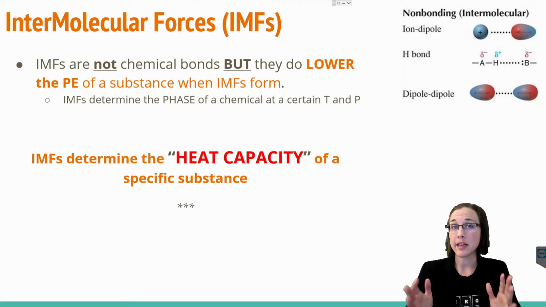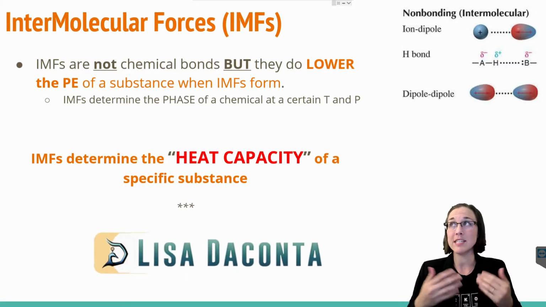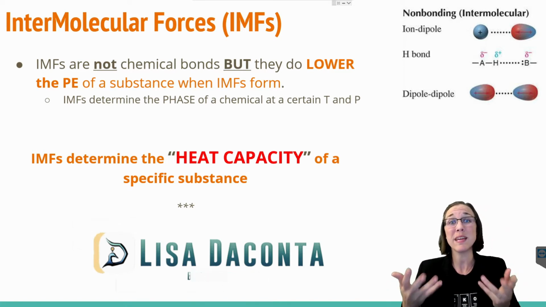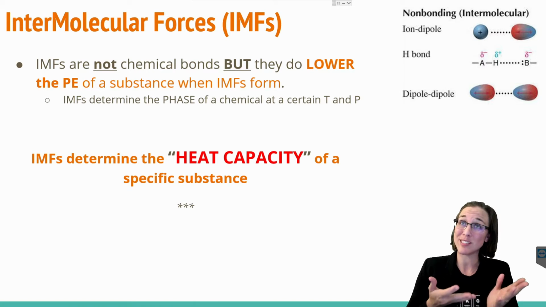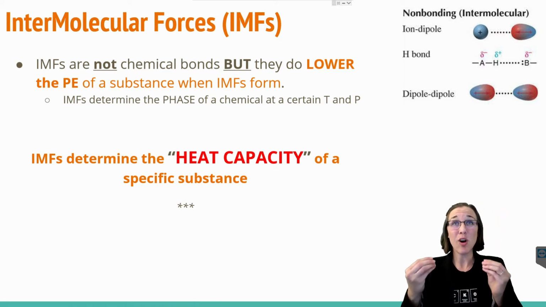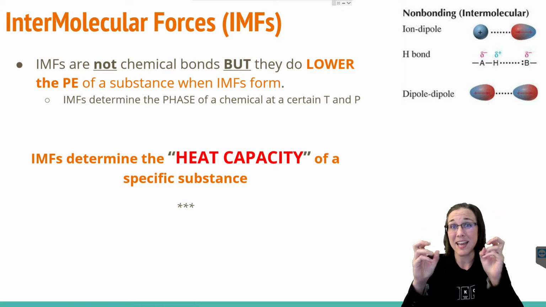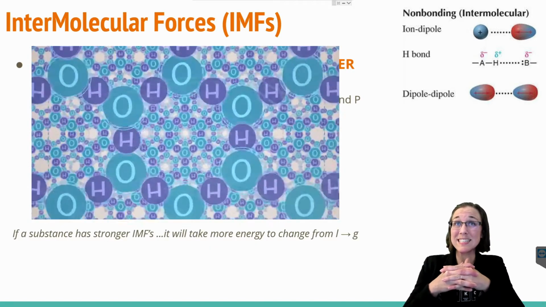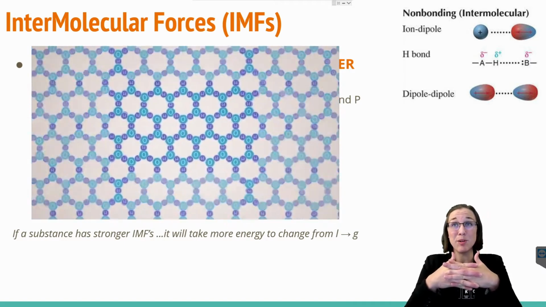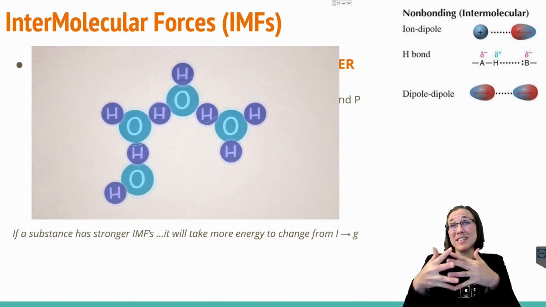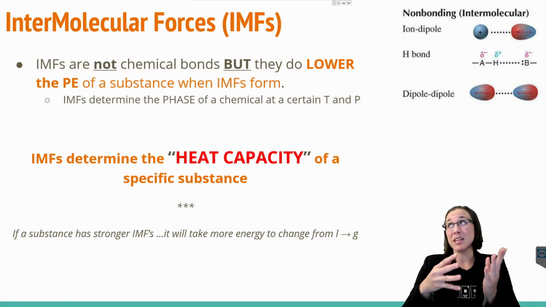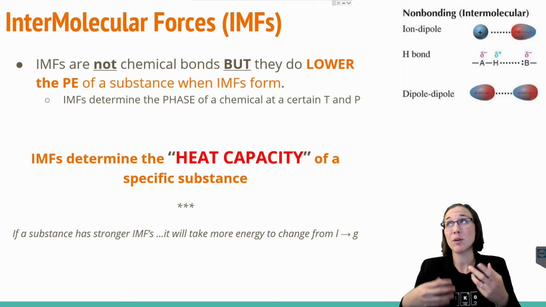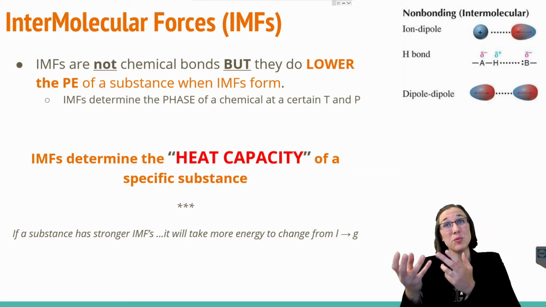Not only do intermolecular forces cause each different chemical to have a different deltaH fusion or deltaH vaporization, which are your enthalpies of fusion or enthalpies of vaporization respectively, but IMFs also determine the heat capacity of a specific substance. If a substance has stronger intermolecular forces, it's harder to break apart that chemical from itself. In other words, it takes more energy to change from a liquid to a gas or from a solid to a liquid. Its heat capacity is larger. It requires more heat to get it to do a phase change.